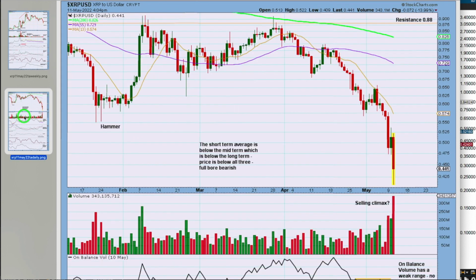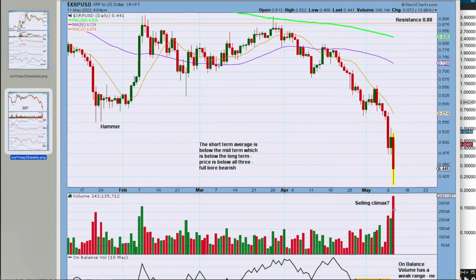What about the daily chart? This current session looks like it may be a selling climax. For cryptocurrencies, those actually do tend to be the end of a movement, but it doesn't mean that this is a selling climax. We could still see another downward session that could be even stronger. So there's a question mark. That's why I've got that question mark there. It's possibly a selling climax.